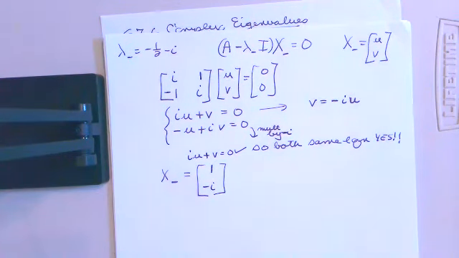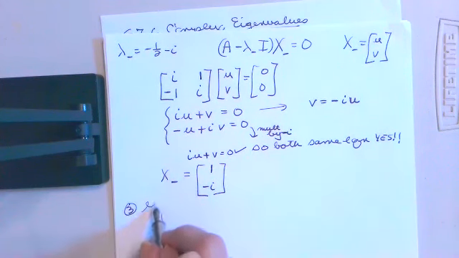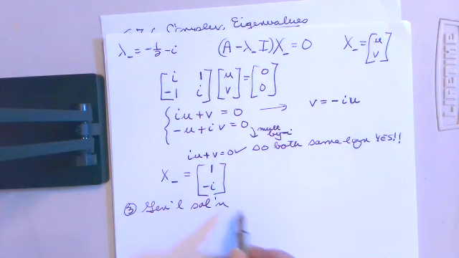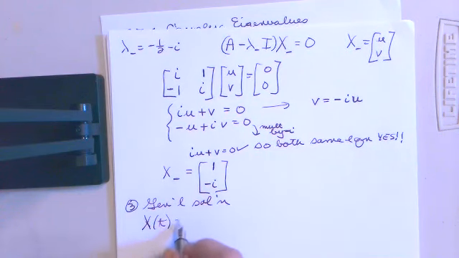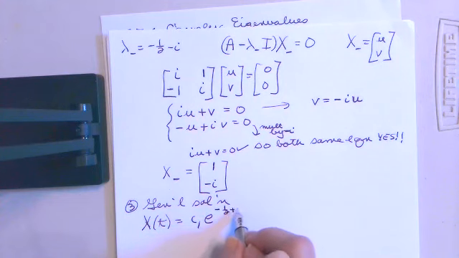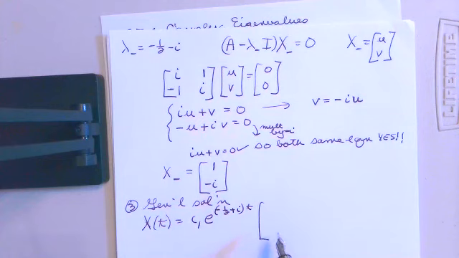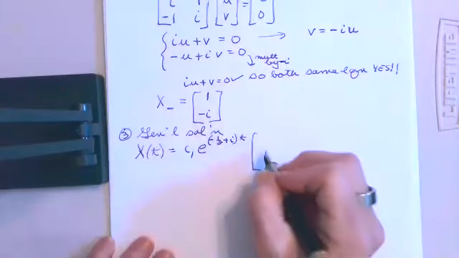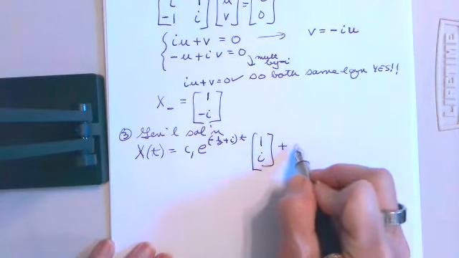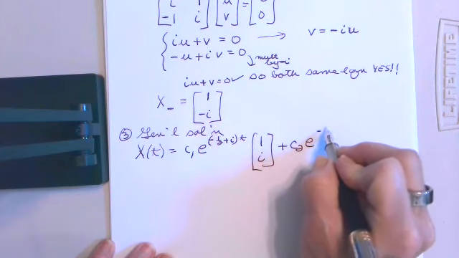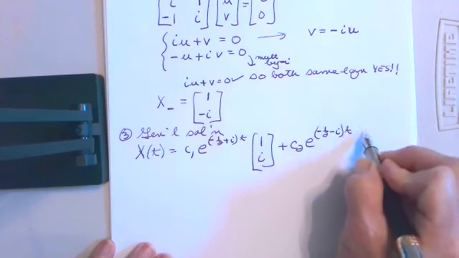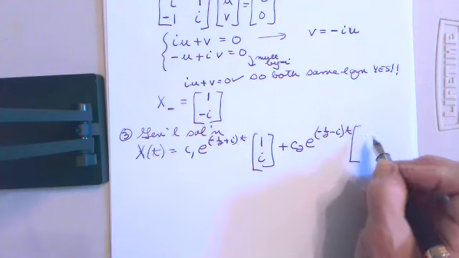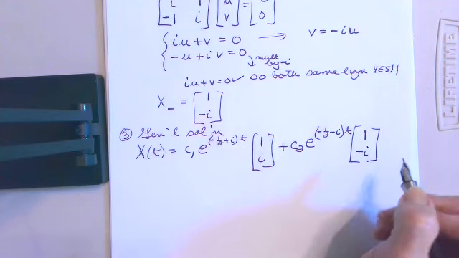All right, so now when we write down the general solution, the general solution is going to be C1 times e to the (minus 1/2 plus I) t, times the eigenvector for lambda plus, which was (1, I), plus C2 times e to the (minus 1/2 minus I) t, times the eigenvector that went with that, the one we found second, which is this.